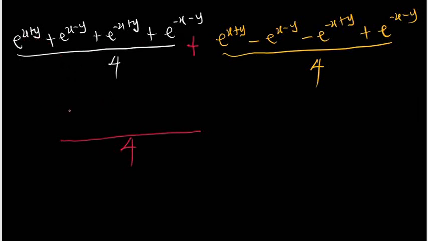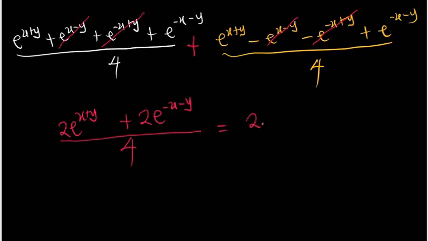So this plus this will give us 2e exponent x plus y. Then e power x minus y, its like term is minus e x minus y. Since this is positive and this is negative, those two will cancel out. The next one, e power negative x plus y, has its counterpart, also e power negative x plus y. Since one is positive and one is negative, they will cancel out. Then we are left with this and that. It will give us positive 2 e power negative x minus y.